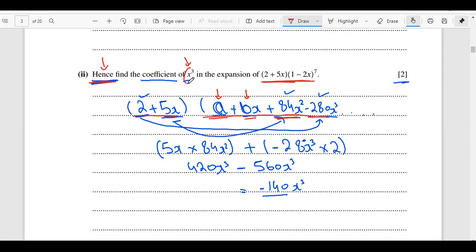I'm only interested in x cubed. What would give me x cubed? I would get x cubed when I multiply this constant term with this 280x cubed. Okay, and then I would get x cubed when I multiply this x with this x squared. Okay, so I've just written down those two, I've simplified it, and the answer would be minus 140 only, because the examiner wants you to find the coefficient only. Yes. Any doubts in this? Anything that you have not understood?